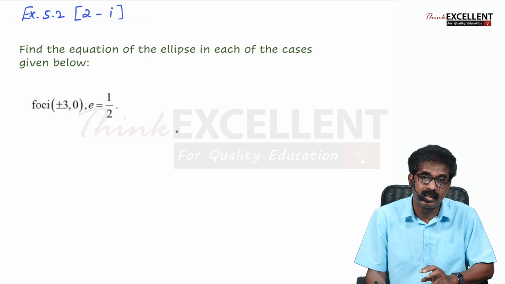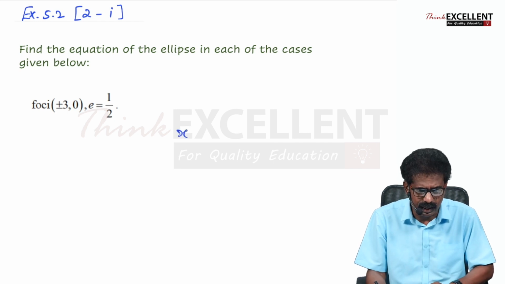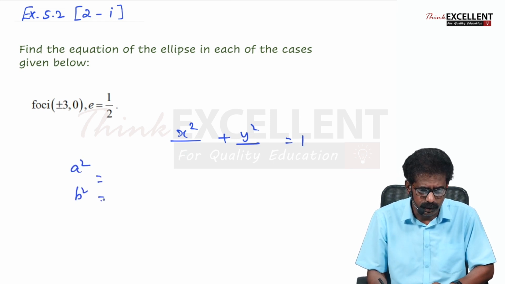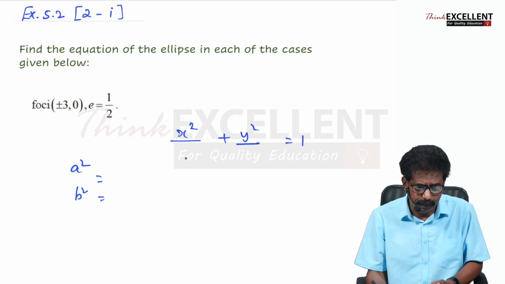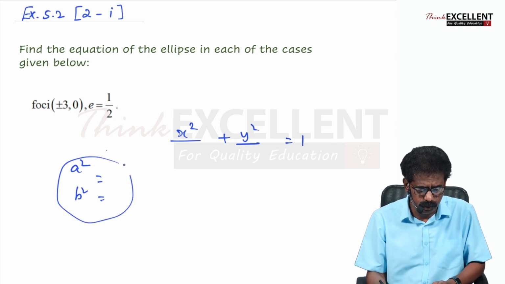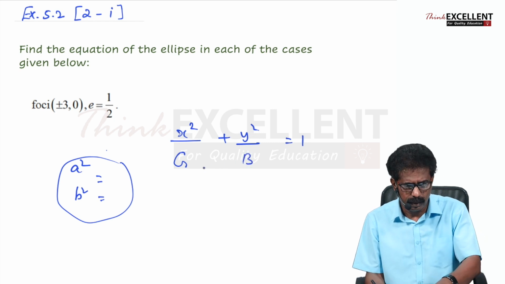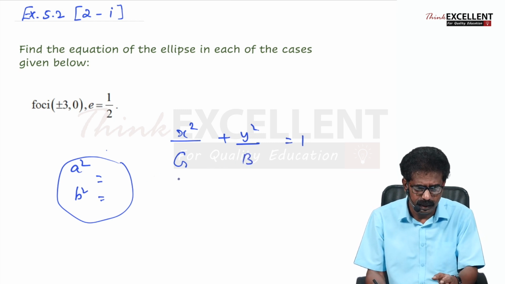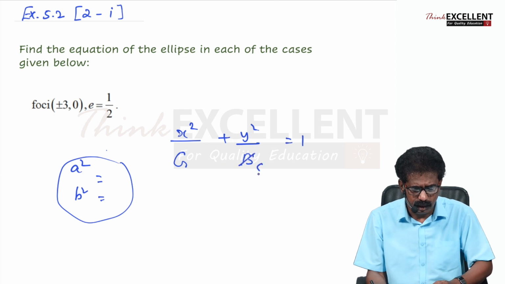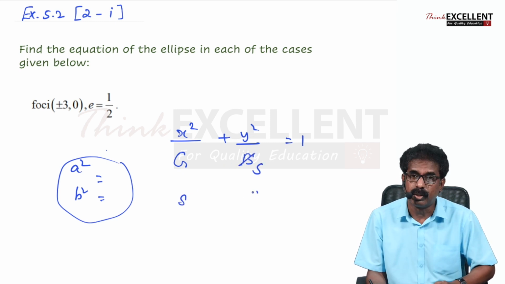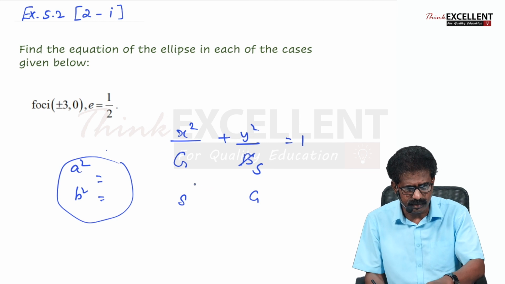If the center is at 0, 0, then x square by __ plus y square by __ equal to 1. Only thing you have to identify is a square and b square. You find a square, b square, but you see which type it is, right? If it is the first type, among these two, you write the greater number here and the smaller number here. But if it is of the second type, the smaller number you write here, the greater number you write here. Okay, so this is the case of center 0, 0.